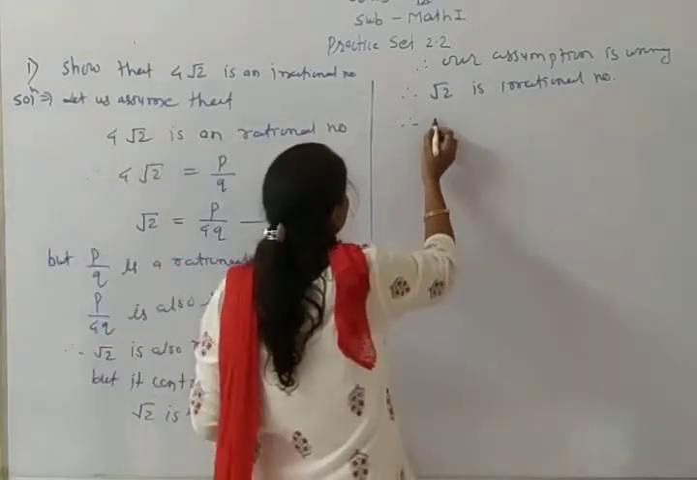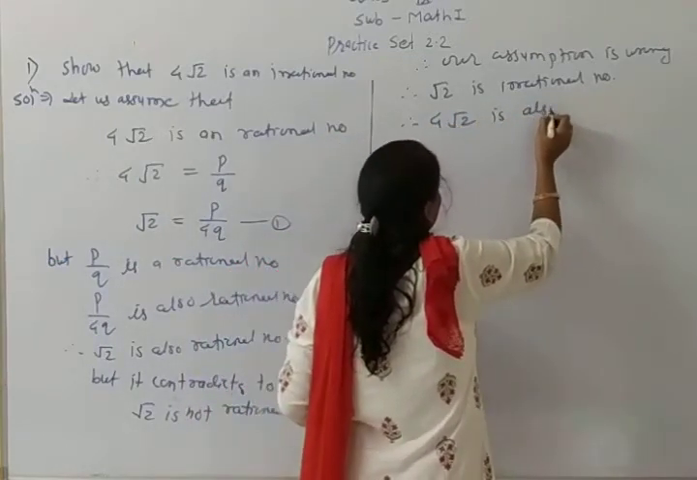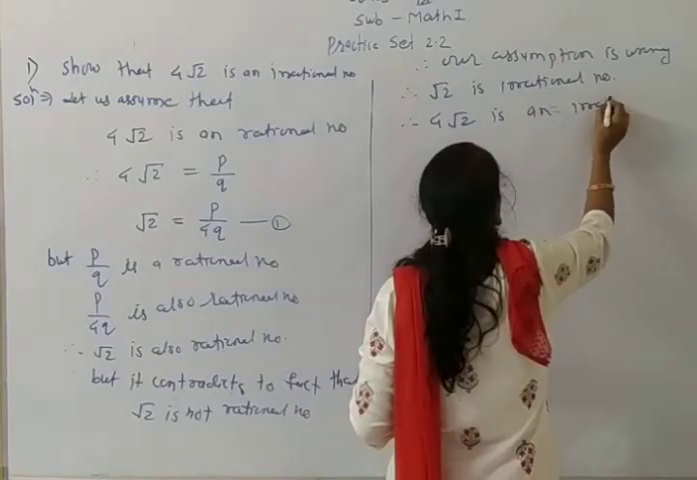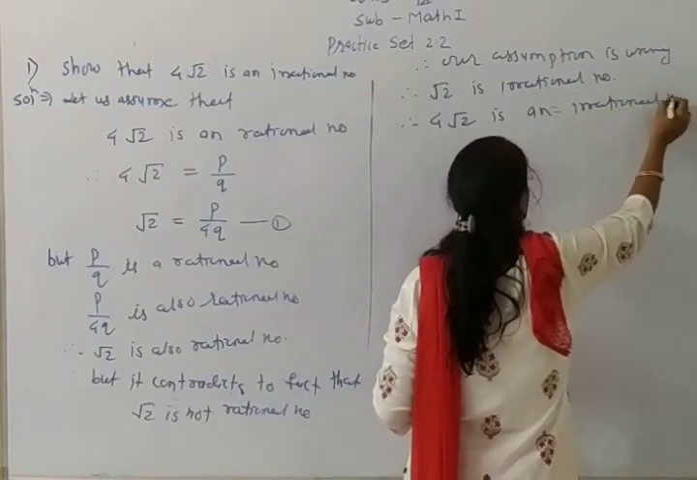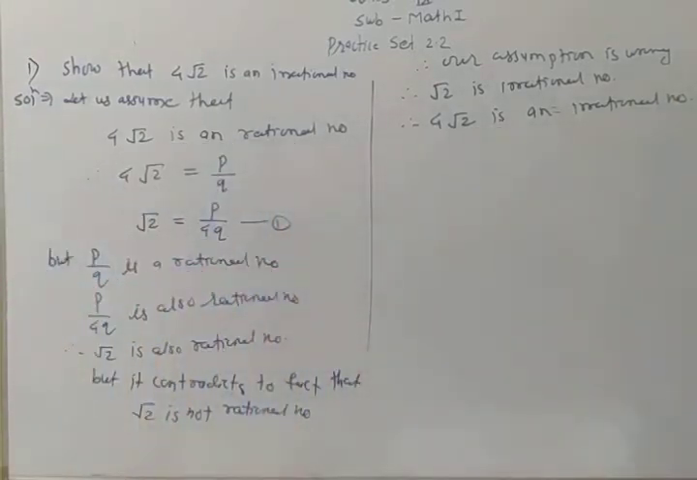If root 2 is an irrational number, therefore 4 root 2 is an irrational number. This is our first problem. Second problem, you can try.